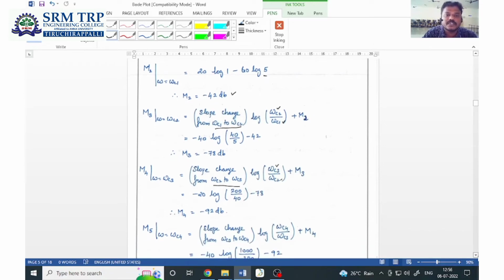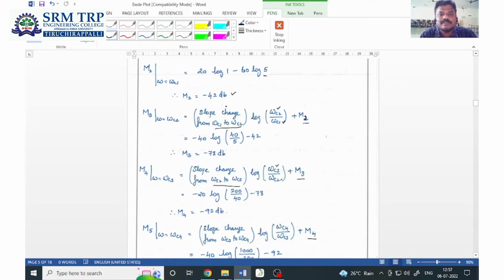This will continue if n number of corner frequencies are present, and the formula is not complete without adding the previous magnitude. In all the values you have to add the previous magnitude. So for this m3 I have added m2. For m4 I have added m3. For calculating m5 I have added m4. The previous magnitude should be added.